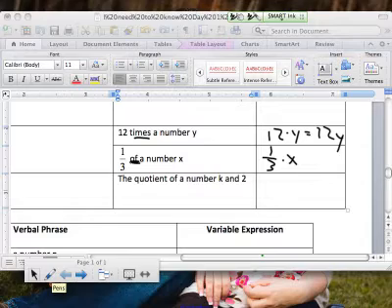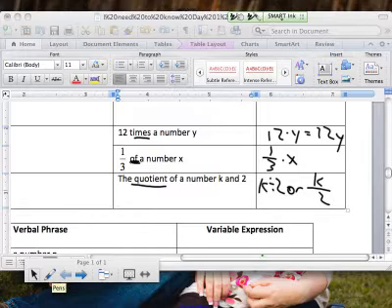And then finally the quotient. Quotient means divide of a number k and 2. So you could write that as k divided by 2, or you can write it as k over 2. Means the same exact thing. No difference at all.